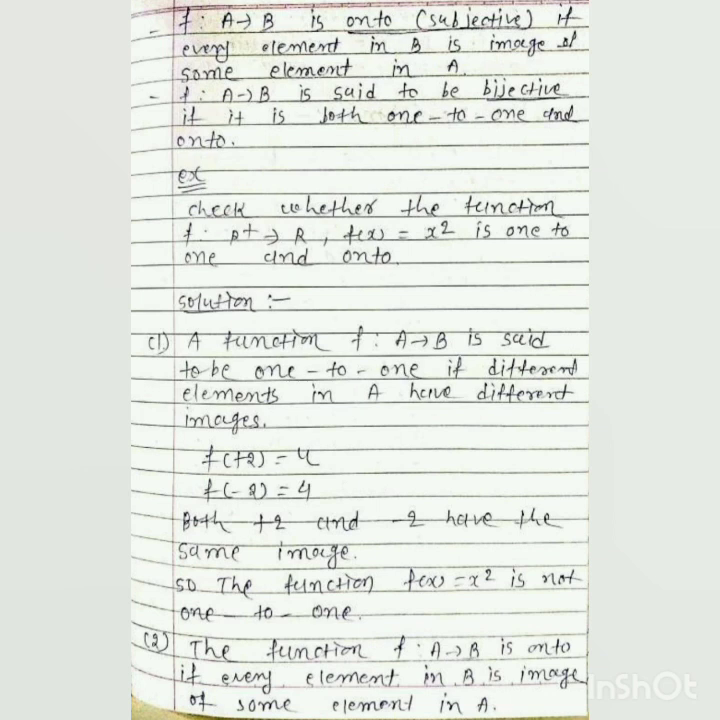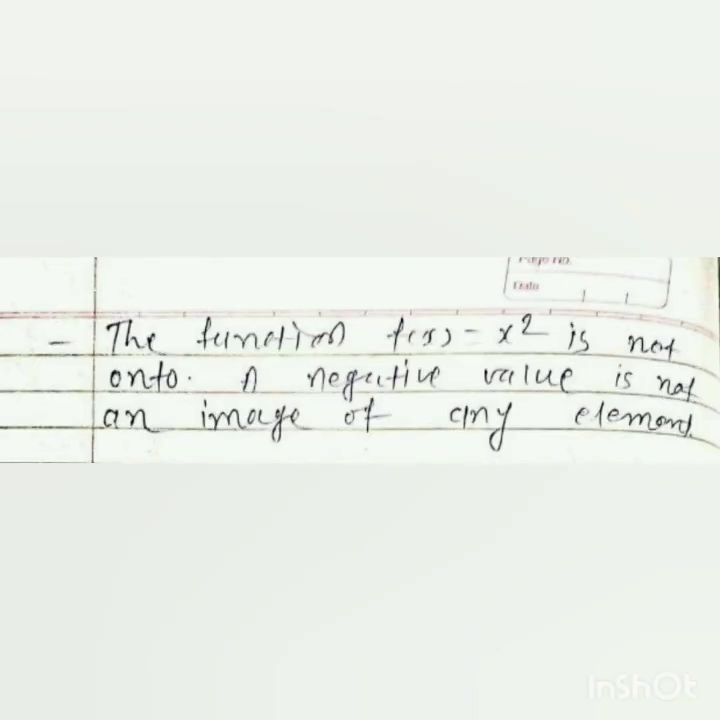Now we will check for onto. The codomain here is R. In the codomain the positive values are there, and the negative values are also there. But negative values can never be the image of the square of any number. That means it is not an onto function. In this way you have to check whether your function is one-to-one, onto, or both. From this you can see that if your range equals the codomain, then your function is onto.